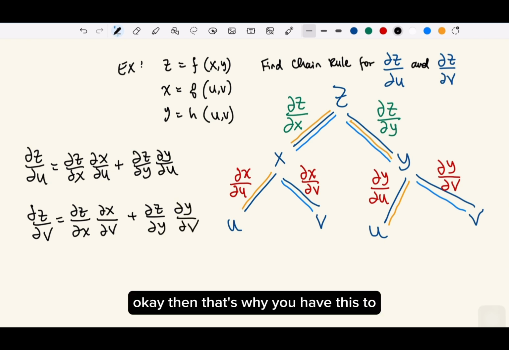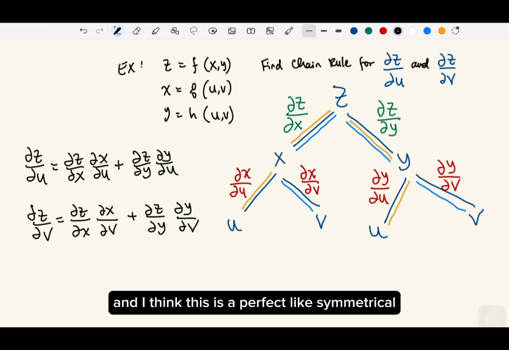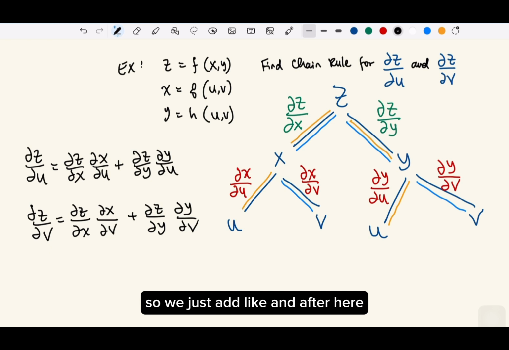That's why we have this two-level structure as mentioned. I think this is perfectly symmetrical, but sometimes, depending on the function, x may only go until here and not be related to this one, so we can just end up to here. It depends on the function. It's not always a beautiful branching tree that is perfectly symmetrical. It can also be not symmetrical.